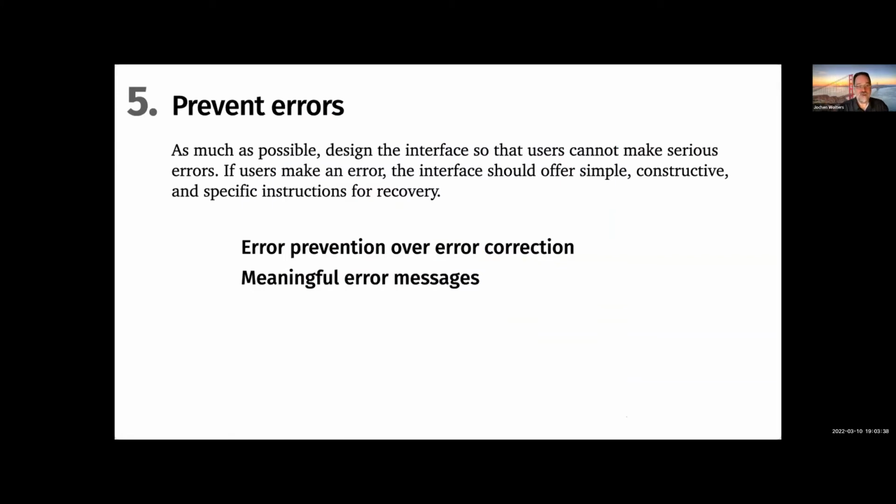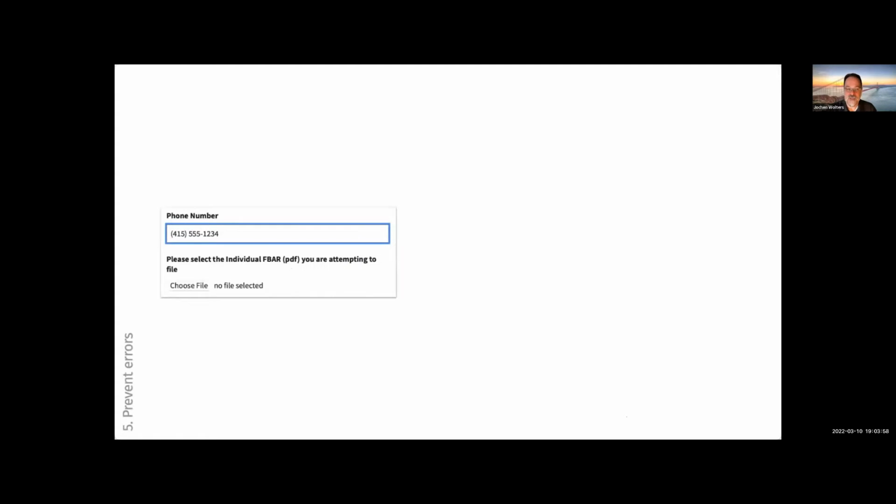Next, prevent errors. This is mainly about error prevention over error correction. Of course, you have to have meaningful error messages if there is no way to prevent certain, I don't want to say user errors because that shouldn't happen in the first place, but if an error occurs that the user is informed about it, but better yet, prevent them.